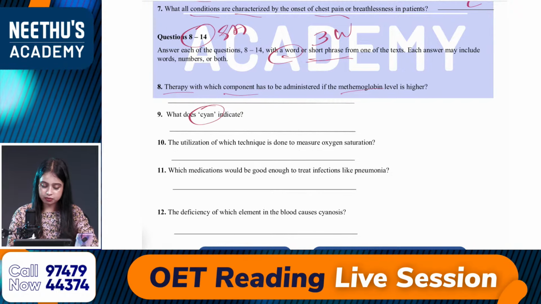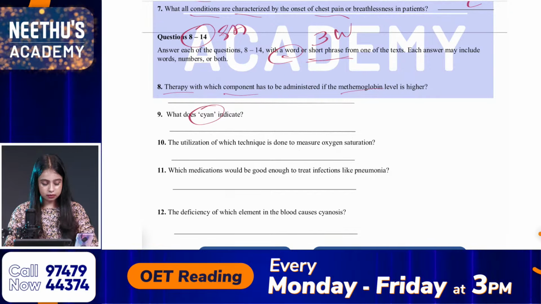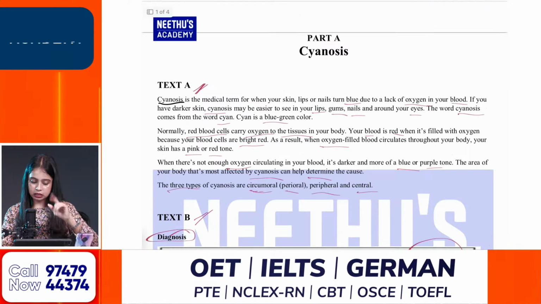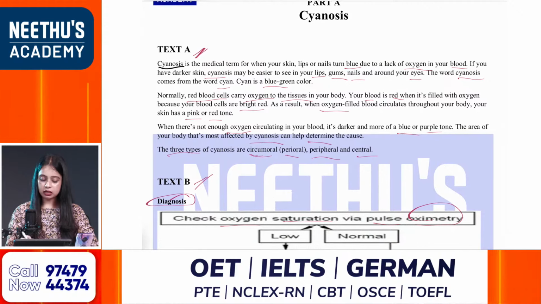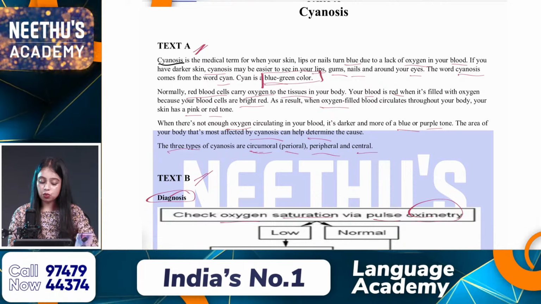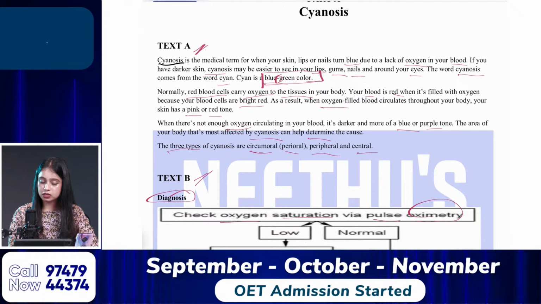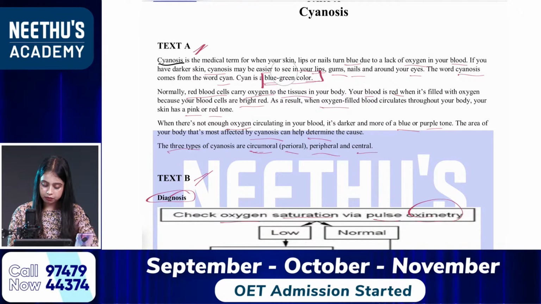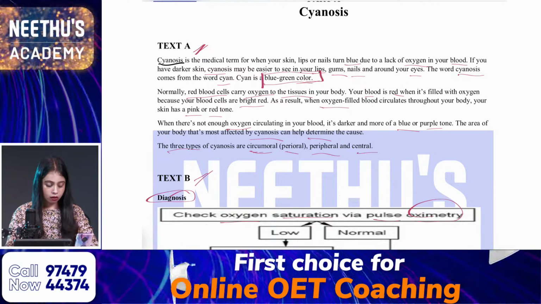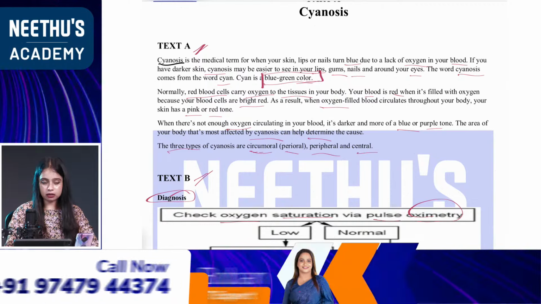What is cyan? Without even reading. So what is cyan? Cyan, which means, yeah, it is mentioned in text A, I guess. Cyan is a blue-green color. So the answer should be blue-green color. That hyphen should be there because this is a hyphenated word. So hyphens should be there. So blue-green color. Yes, Shiny, Akku, Reshma, it is blue-green color.